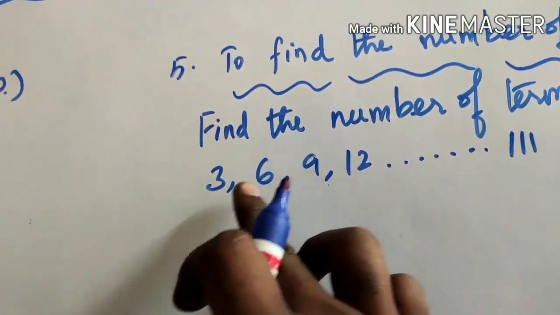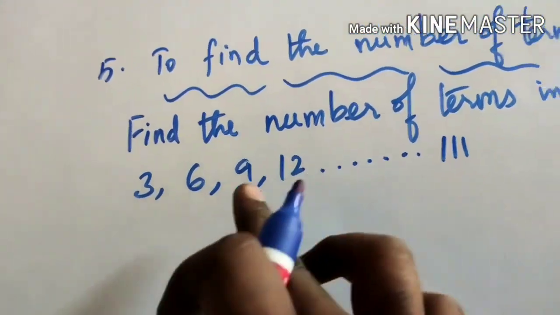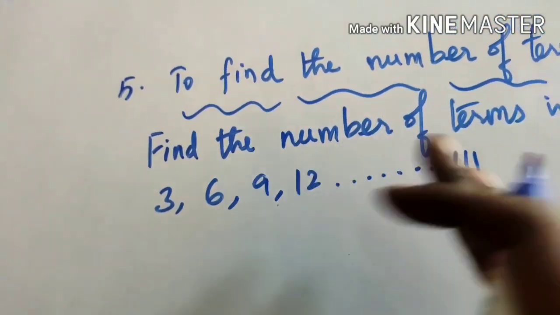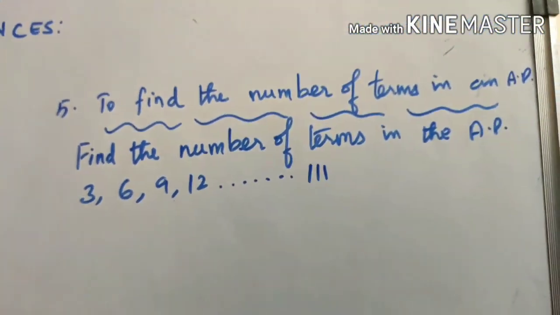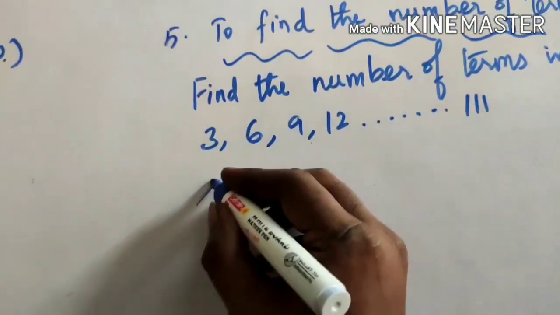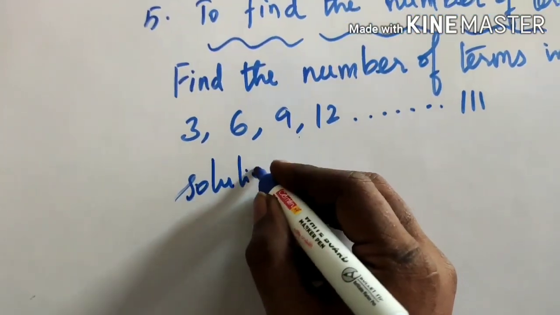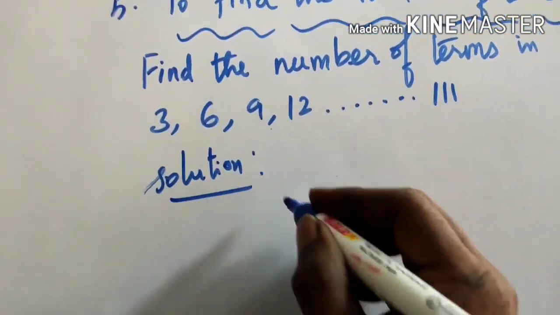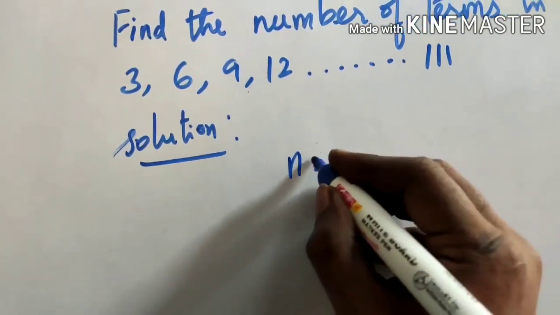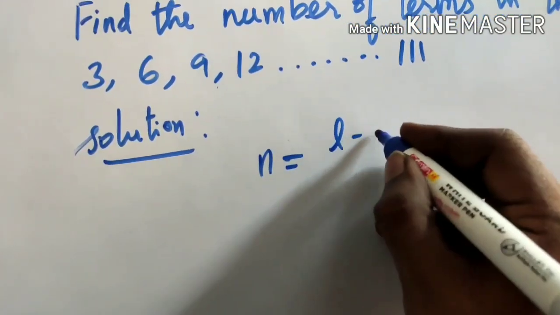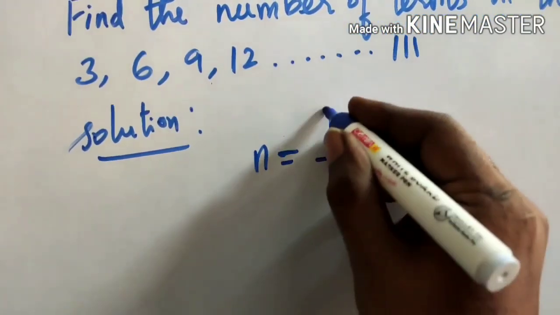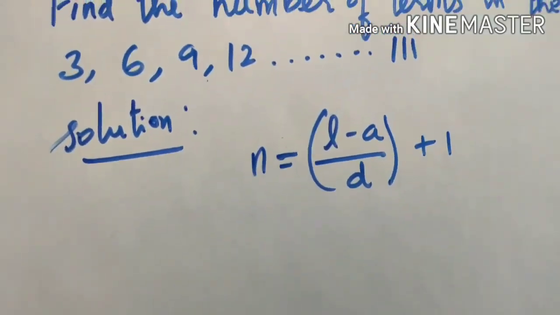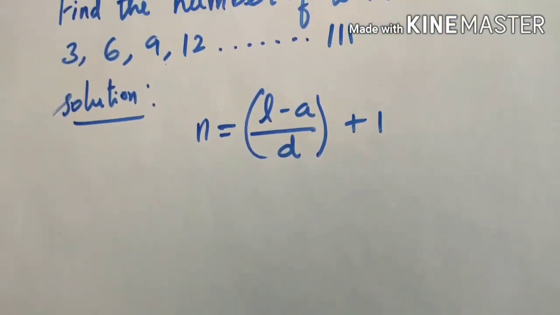12, 3, 6, 9, 12, then 15, 18, like that you have to write till 111, then you have to count. So that is a difficult task. So to reduce that task, we have a formula. The formula is n equal to, n means number of terms, equal to (L minus A) by D plus 1.